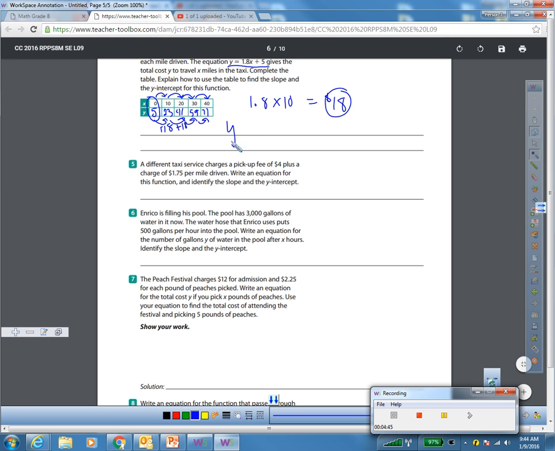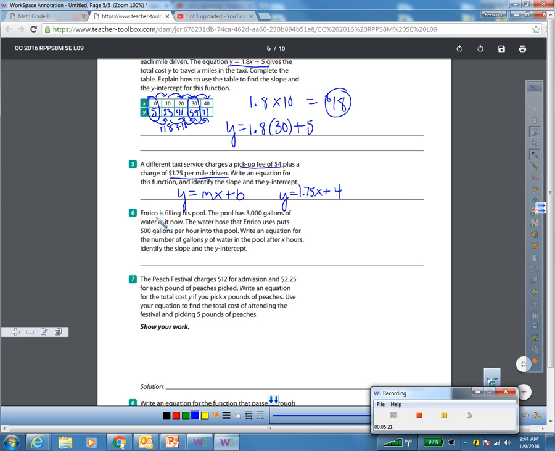You could also substitute in your x value. So let's say I want to know for 30 miles, I could do this math, and for 30 miles I would get $59. Okay, next one: a different taxi service charges a pickup fee of $4 plus $1.75 per mile. So we're going to write our equation using slope-intercept form. Okay, this is the form we want. So we know that they charge $4 up front, there's our y-intercept, plus $1.75 per mile. There's your equation.